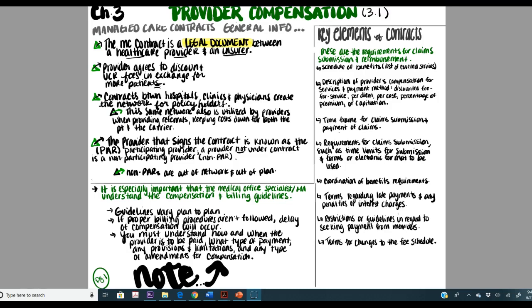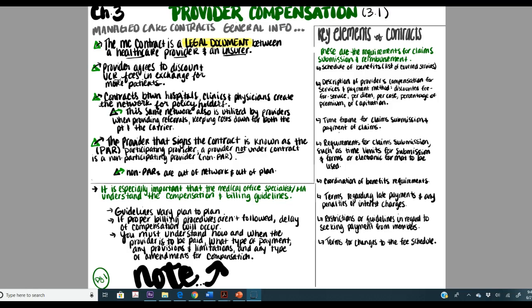So the managed care contract is a legal document between a healthcare provider of some sort and an insurer. That provider could be a hospital, a clinic, a physician, some sort of provider of healthcare services, and an insurer. There's an insurance company, an insurance carrier, an insurance plan, whatever you want to call it, it is an insurer. The provider then agrees to discount the UCR fees in exchange for more patients.